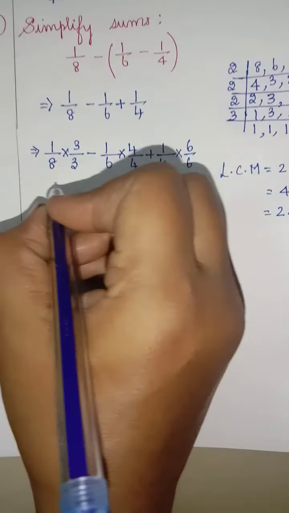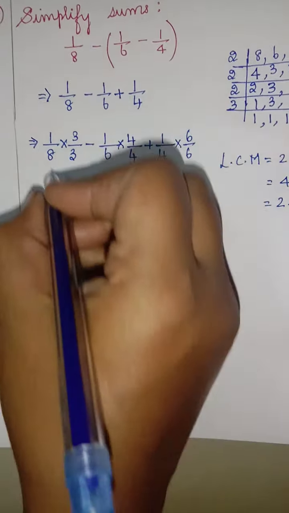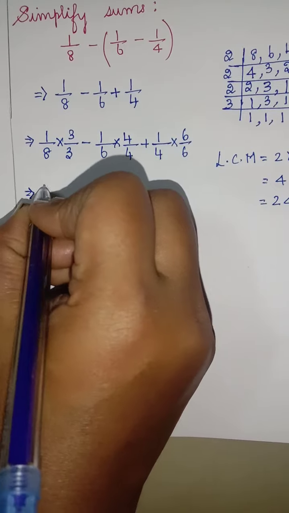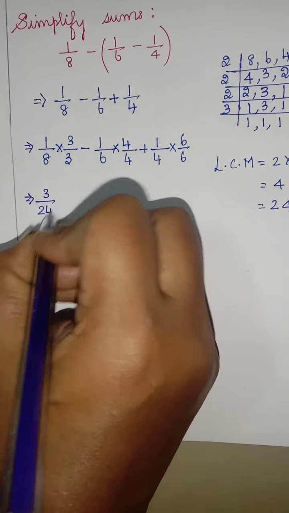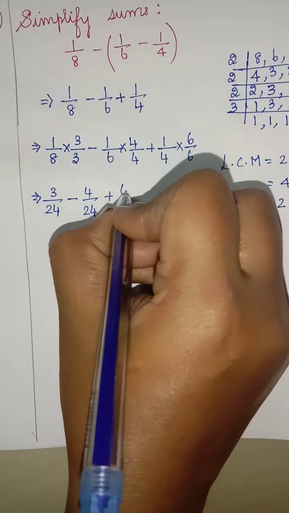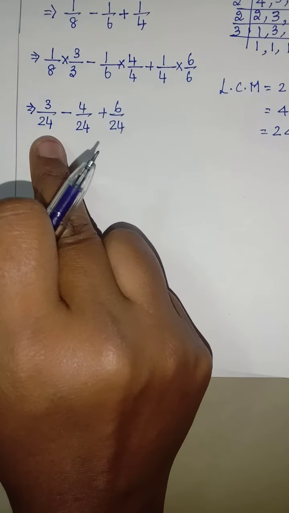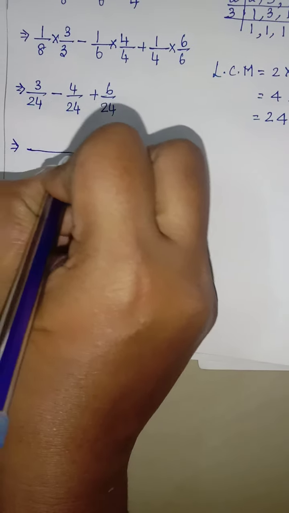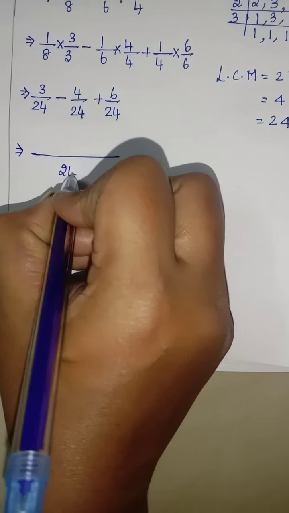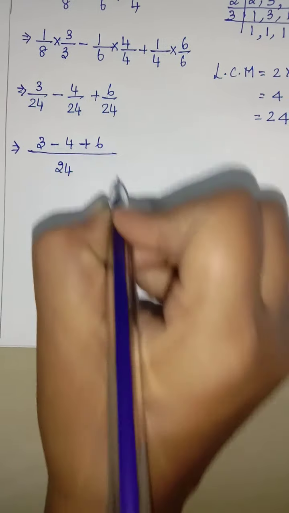Okay, then what we have to do? You just multiply numerator into numerator and denominator into denominator. So 3 by 24 minus 4 by 24 plus 6 by 24. So now you see that 24 is common in the denominator everywhere. So we have to take this 24 as common. Then afterwards 3 minus 4 plus 6.